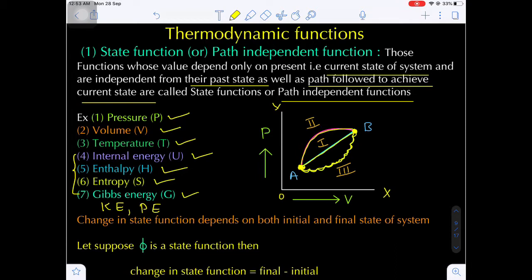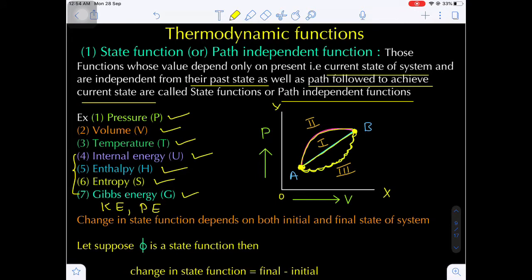Out of these three paths, the system is moving from state A to state B. Are you getting my point? Now, from state A to state B, if any system is moving, irrespective of the path, the value will remain the same. If you see the difference between point A and point B, whichever property it is, if the difference of that property remains the same irrespective of the path, that function is referred to as a state function.